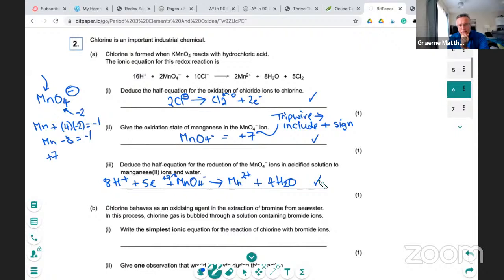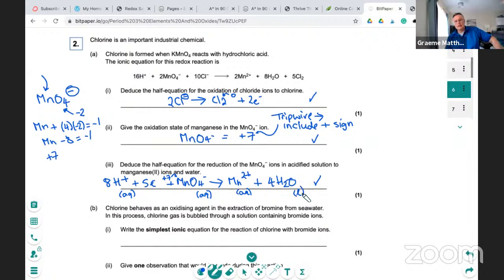somebody last week asked me about equation of state. My answer is, when you're done with the balanced half equation, just write it in. Why? Because if the exam board wants it, or they don't want it, you've written it, and therefore you don't have to think about it. You go, hydrogen ion aqueous. This is obviously aqueous, aqueous, and water is a liquid, done.